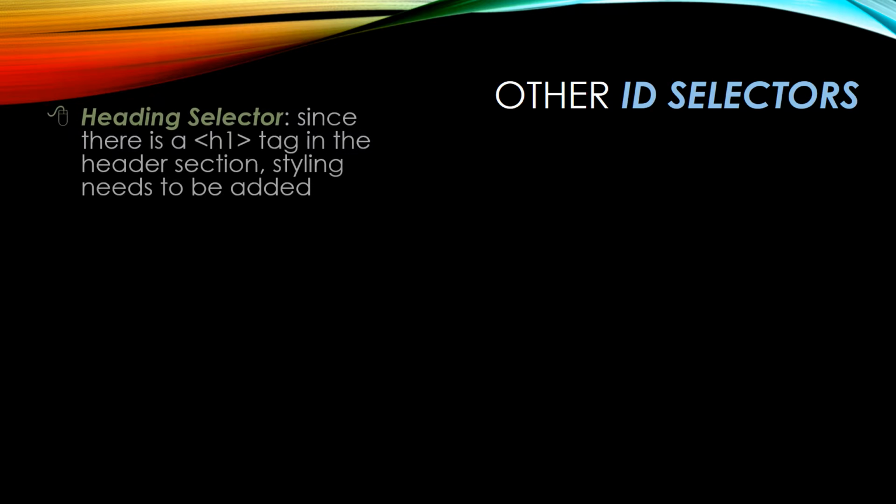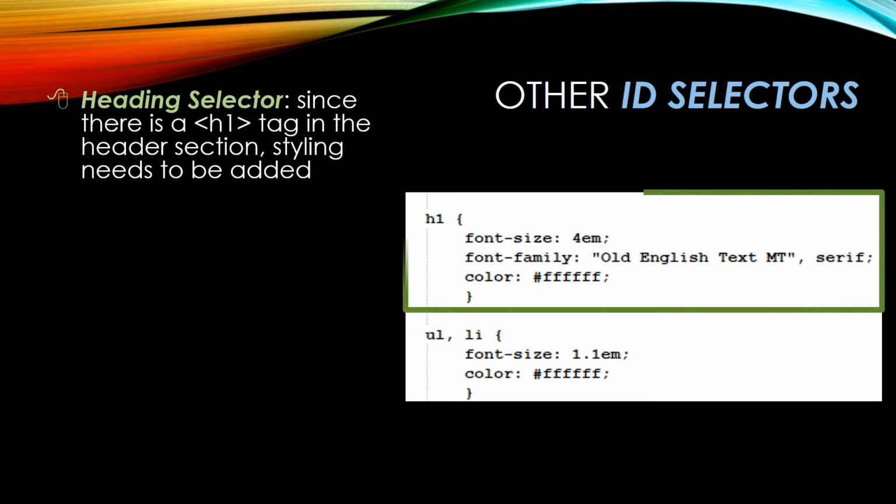A few other ID selectors that you will have to style. If you look, the heading 1 HTML tag will also need a heading selector. In this case, we have set up the heading 1 selector with a font size, a font family, and a color. Notice that in the font family, because there are spaces between Old English Text MT, whenever there are spaces in the font family name, you'll need to put it in quotation marks. And we also have color.